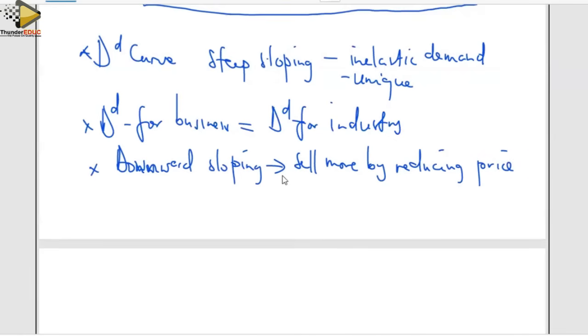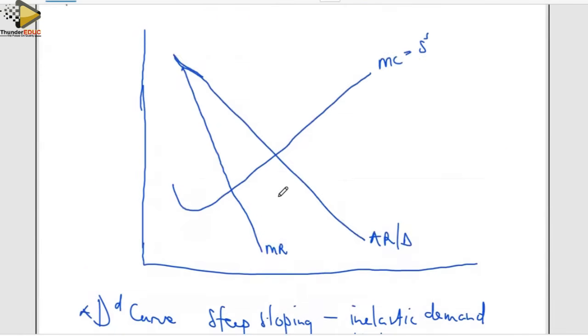Right. So let's look at it from the graph. If you look at this graph here, we are saying a monopolist produces here at equilibrium E. It produces quantity Q and charges price P.